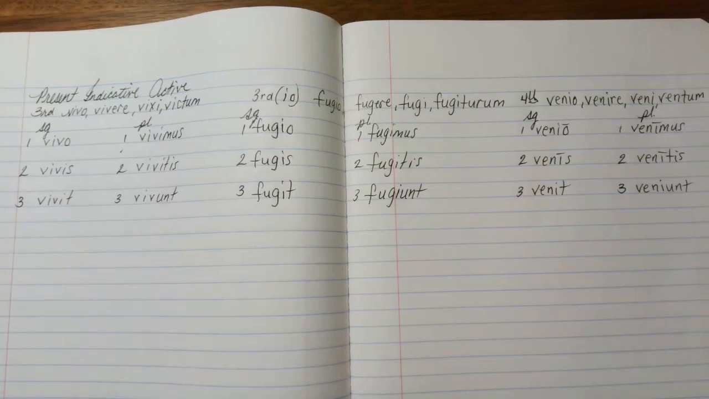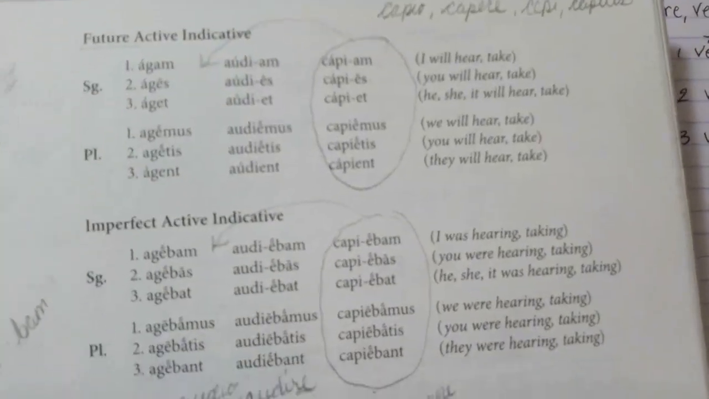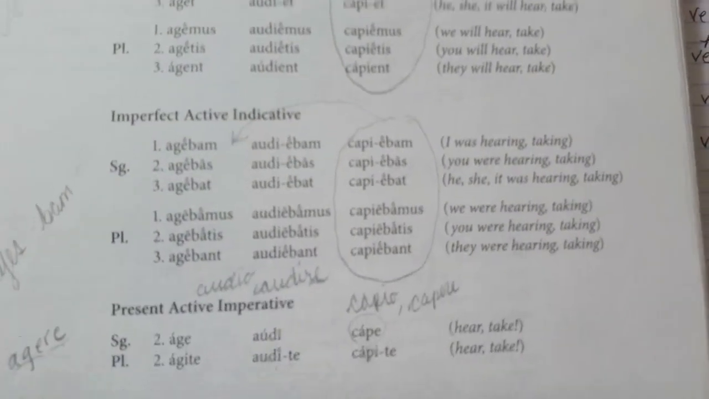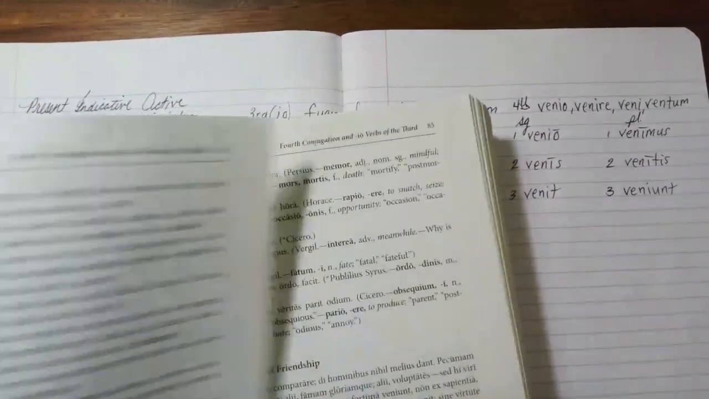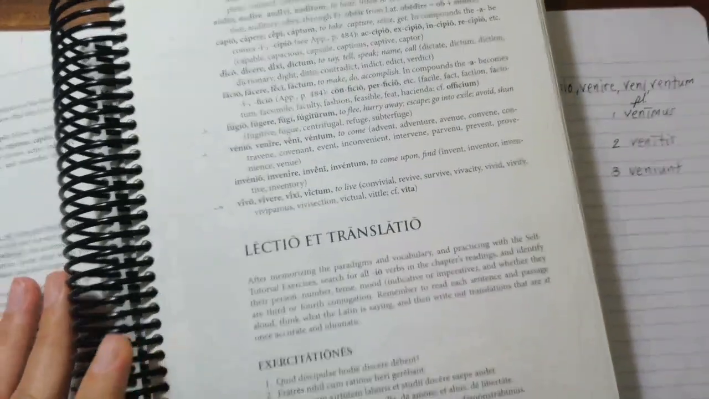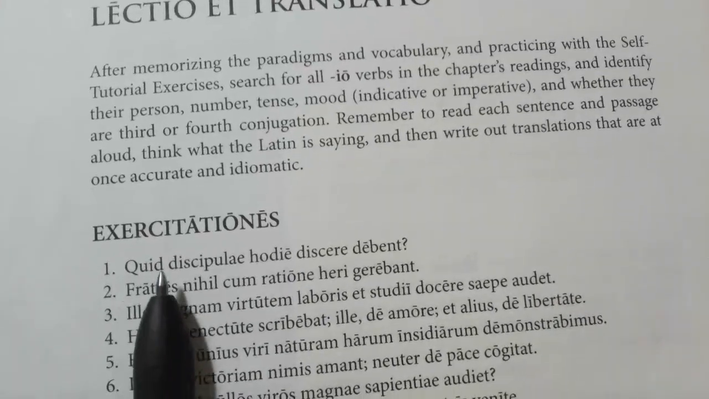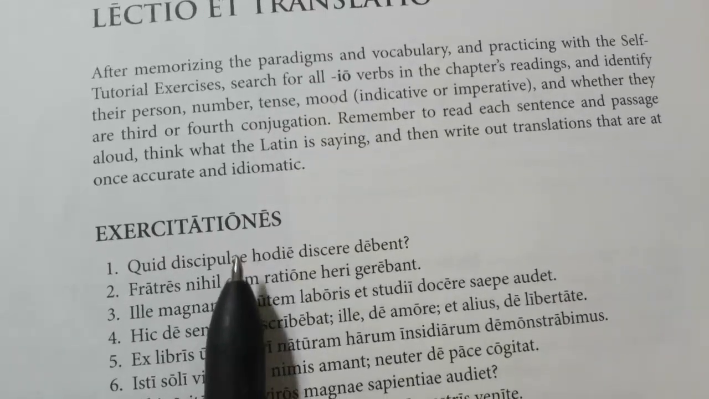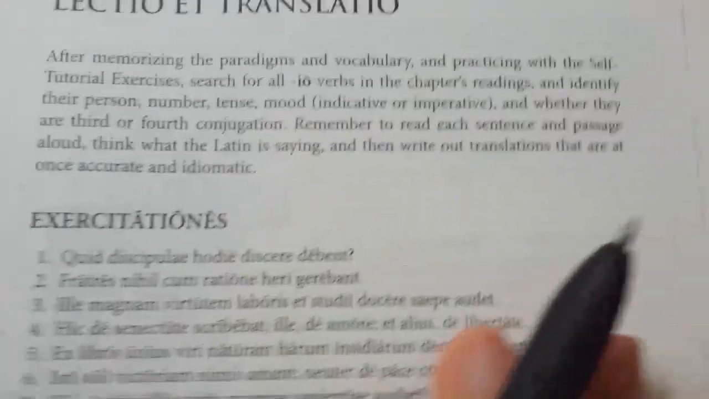But go ahead and continue that in the future and in perfect, following the patterns that they gave you in the book. All right? So that's the lesson for today. The exercises are as usual. Let's see here, page 83, Exercitationes. All right. So go ahead and translate that. You have mostly Latin to English, and some English to Latin at the end.